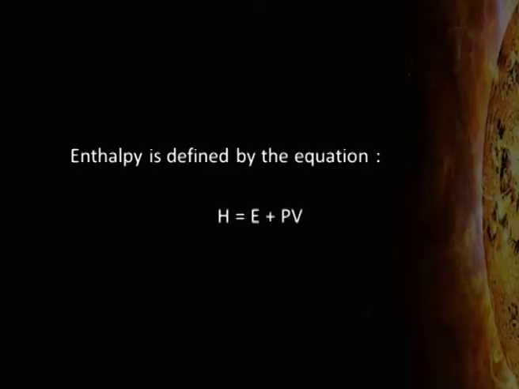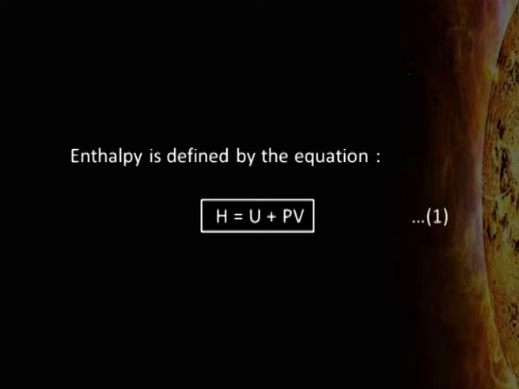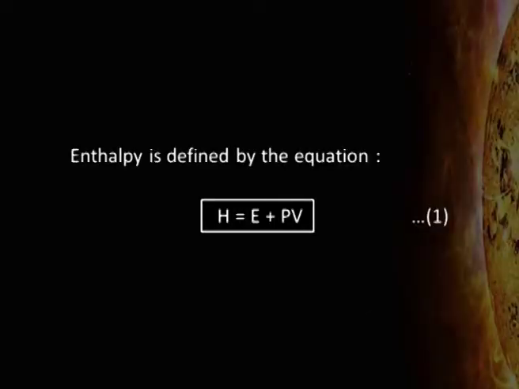Mathematically, enthalpy is presented as H equal to E plus PV, or U plus PV, as internal energy has the symbol E or U. In the equation H equal to E plus PV, E, P and V all are state functions. Hence, H, that is enthalpy, is also a state function. It means enthalpy does not depend on the path by which that state of the system has been achieved.